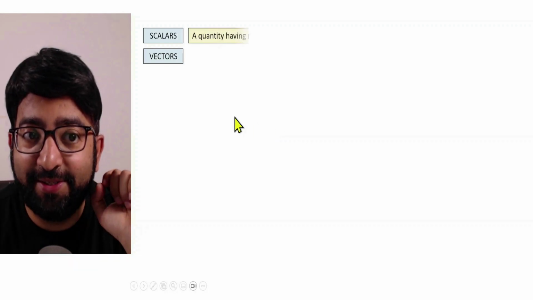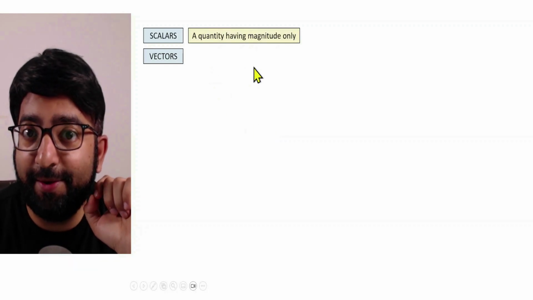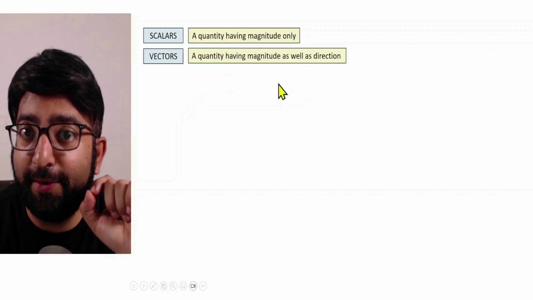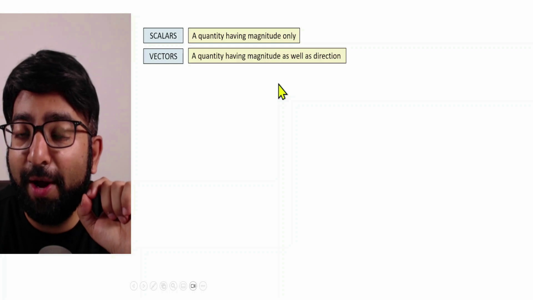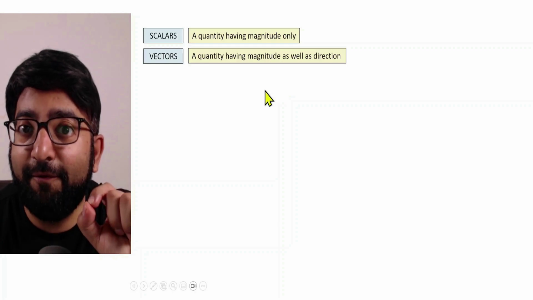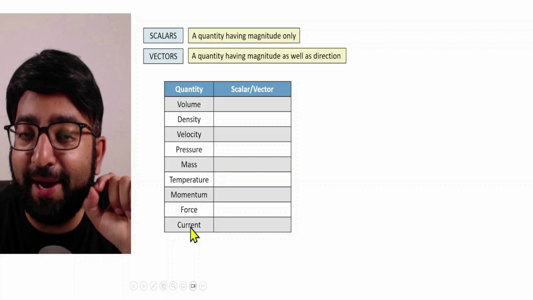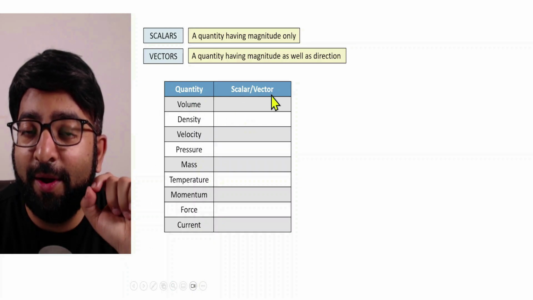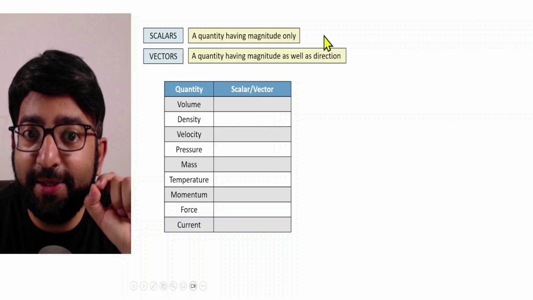Scalars and vectors. A scalar is a quantity which has magnitude only. On the other hand, a vector will not only have the magnitude but also the direction. Now I am going to present you a table in which there are a lot of parameters, and we need to figure out which parameter out of these is a scalar or a vector.